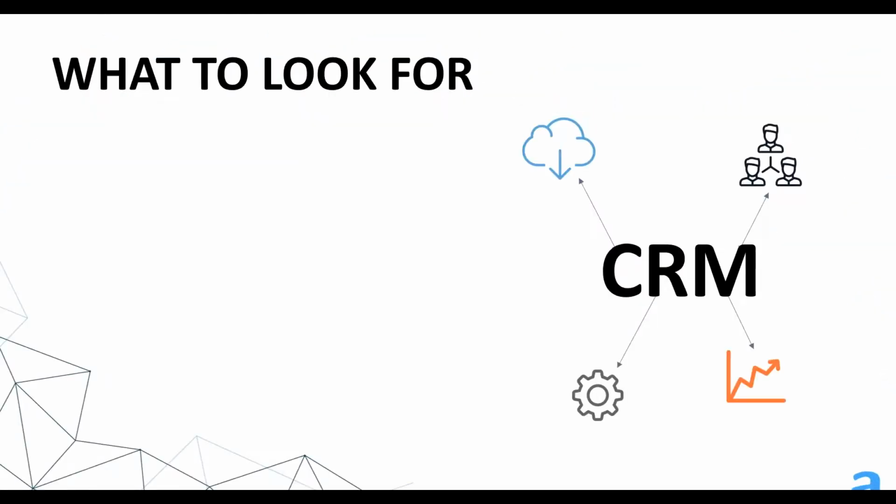So what to look for? The first thing you want to look for in a CRM platform is flexibility. The information that you need to collect from your recreation classes is different from what you need to collect for your competitive classes. So it needs to be flexible. You need to be able to get the information you need from your athletes for both of the different types of classes that you're offering.